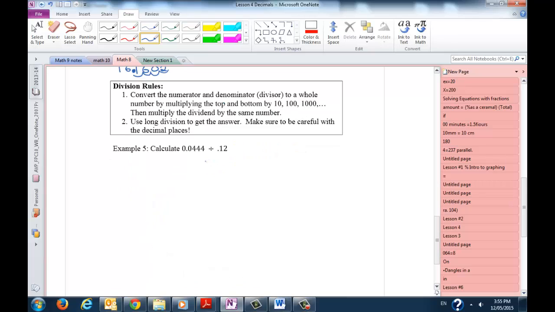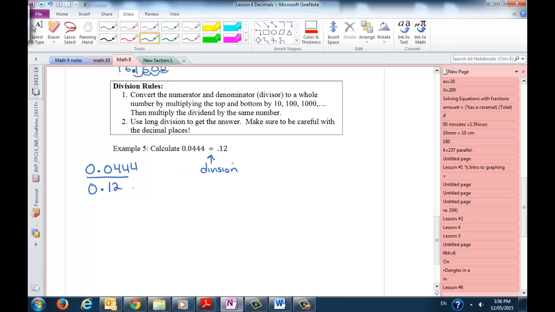16.1602. So I'm going to talk about the division rules as we calculate 0.044 divided by 0.12. The first thing I'd like you to do is just write it as a fraction. This is just division, and we can also use the fraction. This also means division. So I have 0.0444 divided by 0.12.